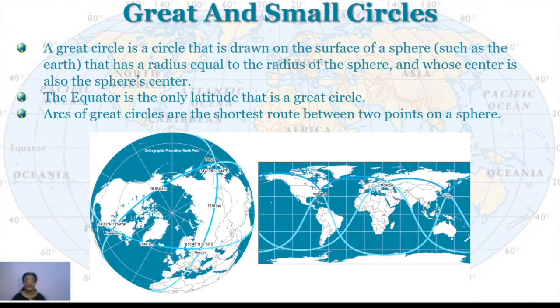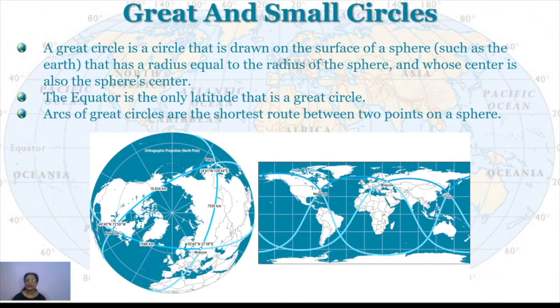But if we take all the longitudes, if they are completing the circle, the set of longitudes are all great circles, because they divide the Earth into two equal halves. Number two, they are drawn in such a way that their center is the same as that of the Earth. Their radius is the same as that of the Earth. So this is the concept behind the great circle. All the rest of the circles which are drawn on Earth or any sphere are called small circles.